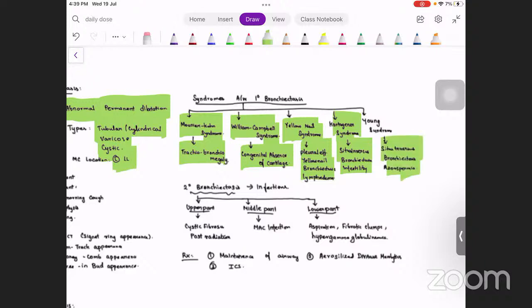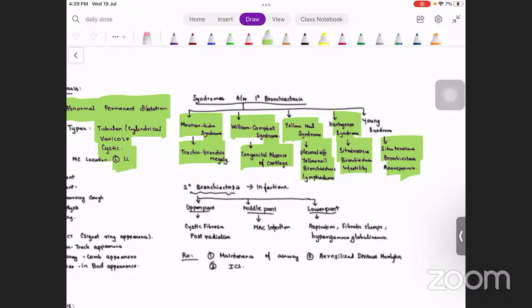So what are the syndromes associated with primary bronchiectasis? Mounier-Kuhn syndrome, where you see tracheobronchomegaly; Williams-Campbell syndrome, where you see congenital absence of cartilage; yellow nail syndrome, where you see pleural effusion, yellow nails along with bronchiectasis; and then Kartagener syndrome, where you may see situs inversus, bronchiectasis, and infertility. Young syndrome is also associated with them, except Young shows azoospermia.